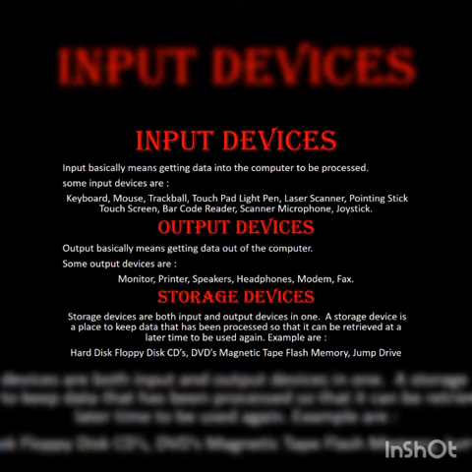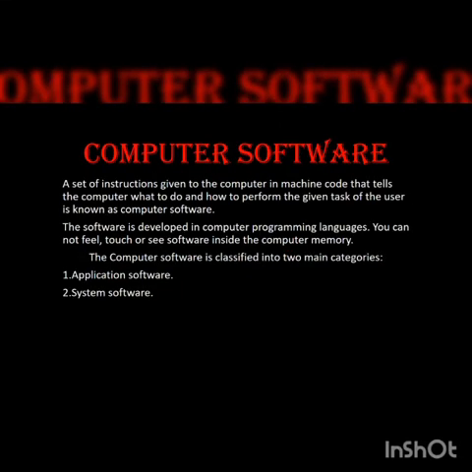Now I will discuss computer software. Computer software is a set of instructions given to the computer in machine code that tells the computer what to do and how to perform the given task of the user. The software is developed in computer programming languages. You cannot feel, touch or see the software inside the computer. The computer software is classified into two main categories: application software and system software.